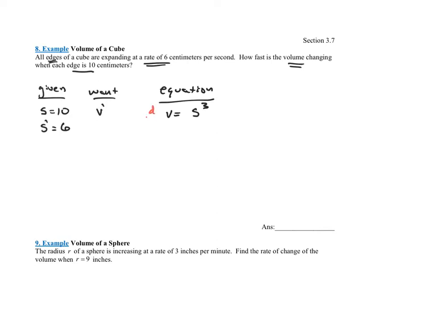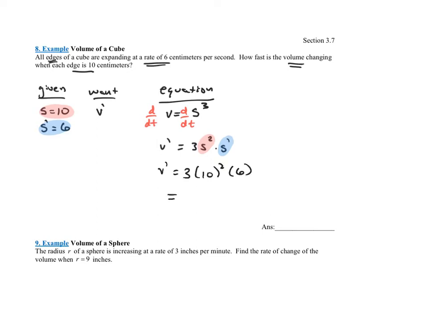What do we do with our equation? We take the derivative with respect to t of both sides. When we do that, on the left-hand side, we would have V prime equals the derivative of S cubed, which would be 3S squared times S prime. Again, what do we know? Let's use our given information. We know that S is equal to 10, and we also know that S prime is equal to 6. So nice and easy on this problem. We have V prime equals 3 times S, which is 10, squared, times S prime, which is 6.